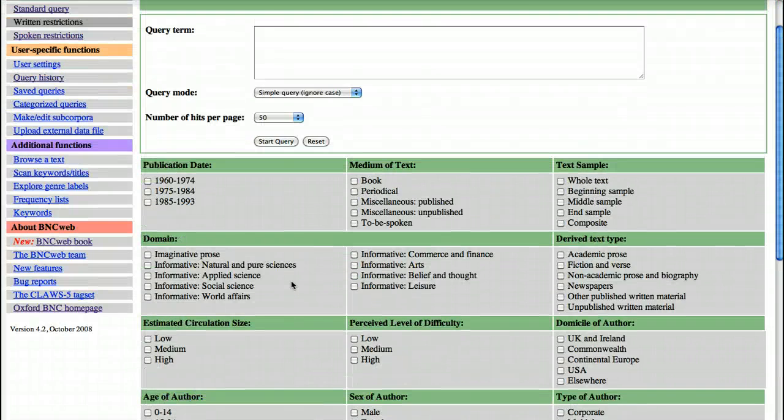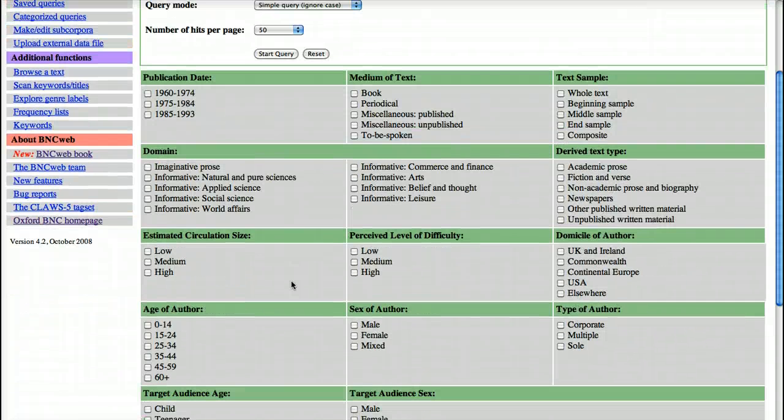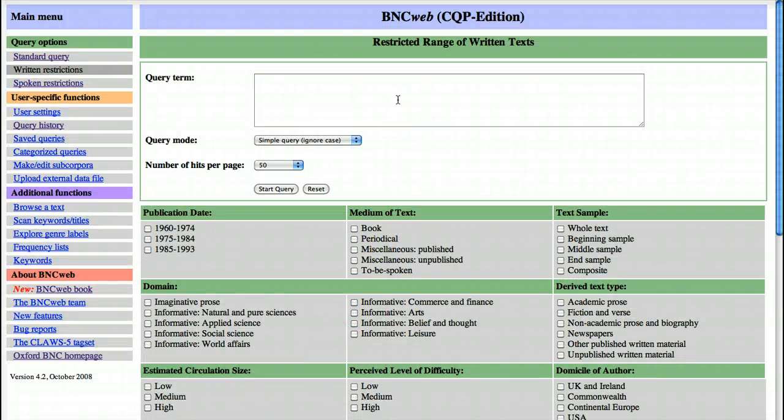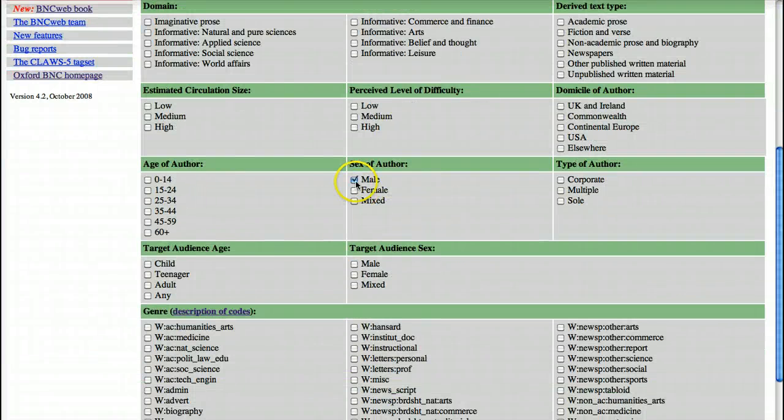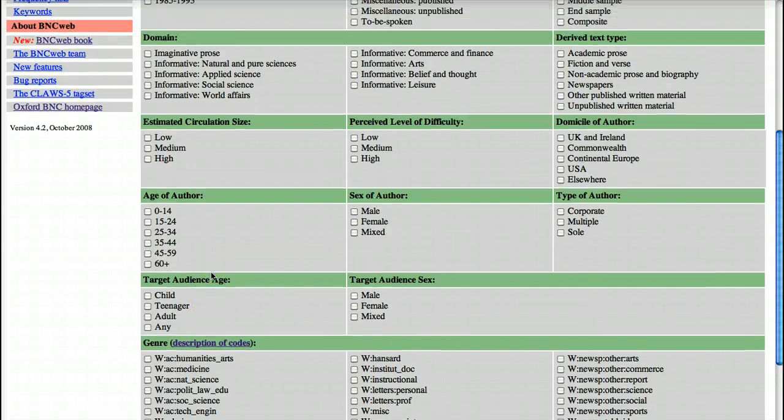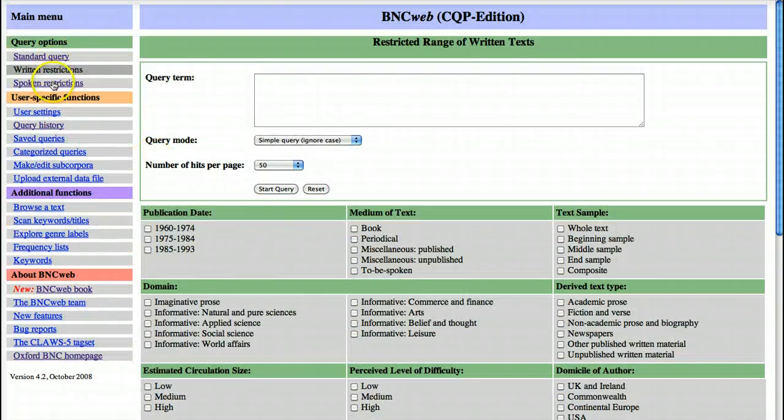So these are some of the written restrictions we can place. If you just wanted, for example, to look at all those texts written by a male author for a particular word, you could do that. Perhaps one other thing I should mention is I don't think that all of these categories are complete. They might not have information about, for example, the target audience age for every single text in the corpus. However, when we come to spoken restrictions, we'll find they're even less reliable often.